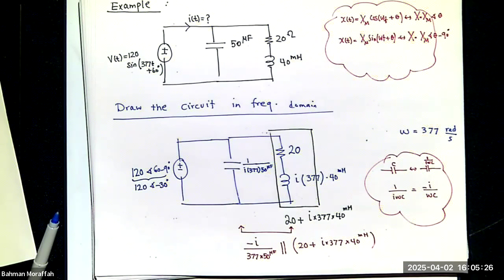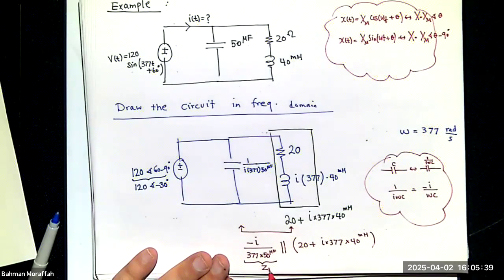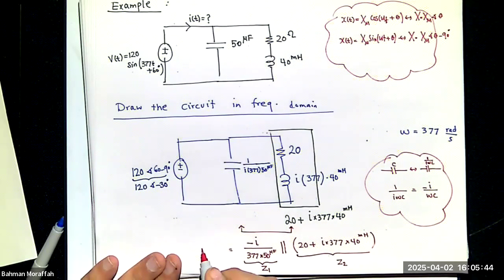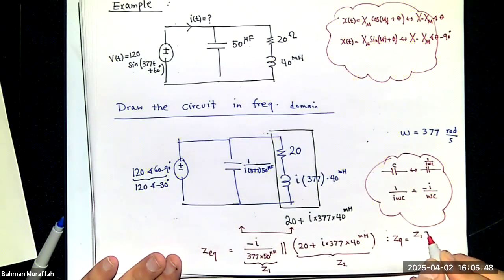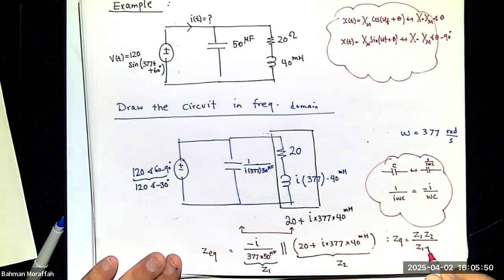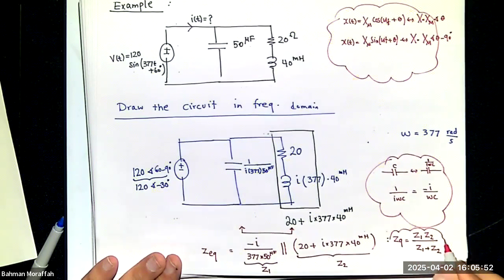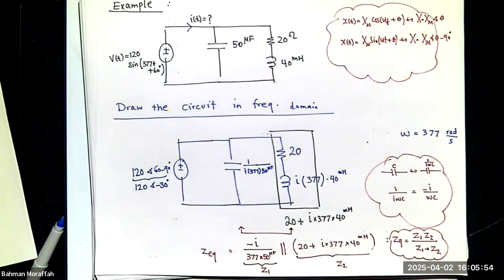Again, this is not very difficult. We did the same things before, right? Last lecture, we actually did something very similar to this. If I call this Z1 and this Z2, Z equivalent is Z1 Z2 divided by Z1 plus Z2. Right? It's exactly the same as what we had before.